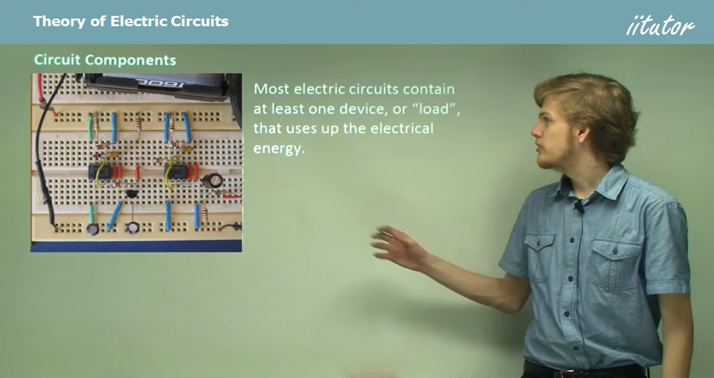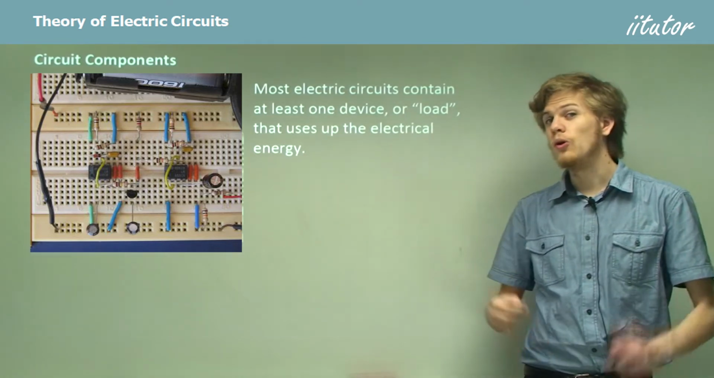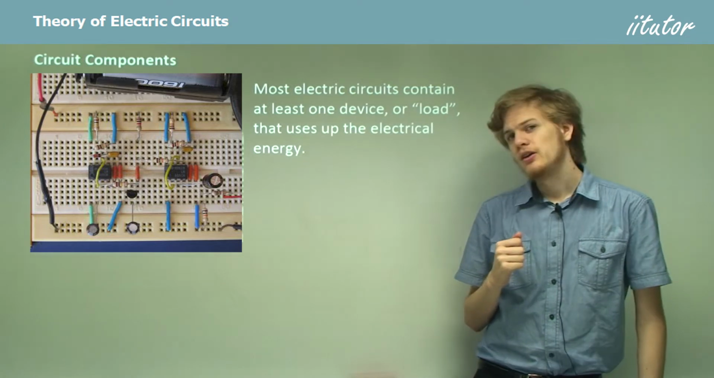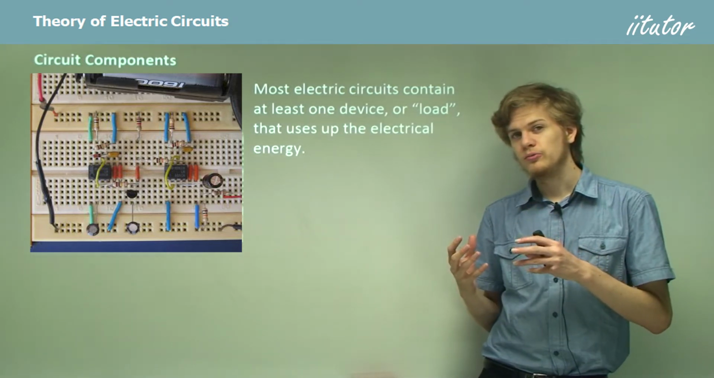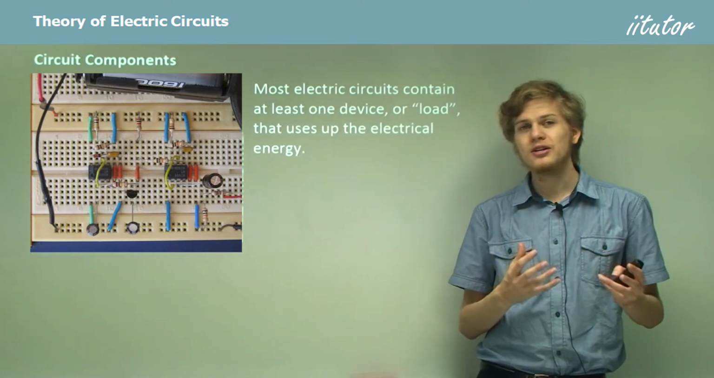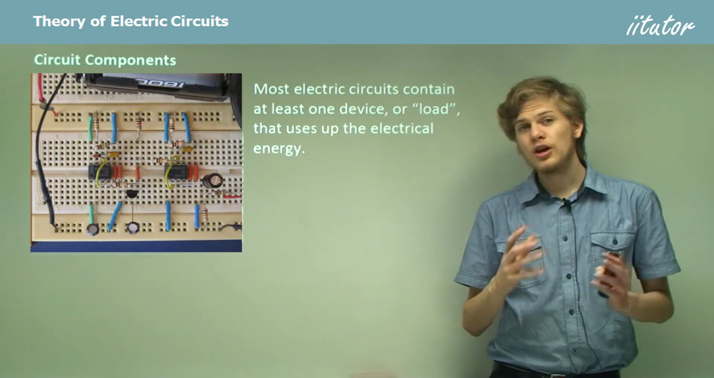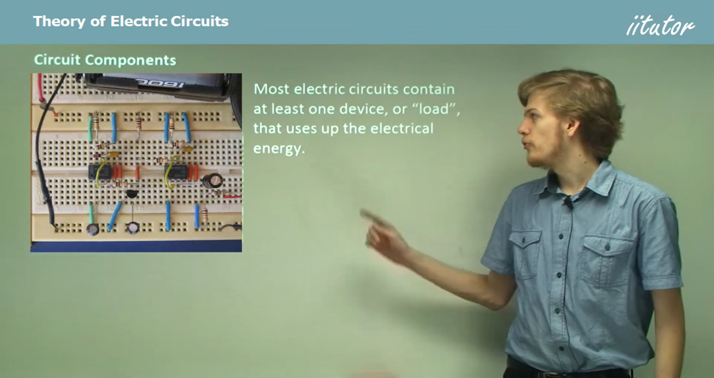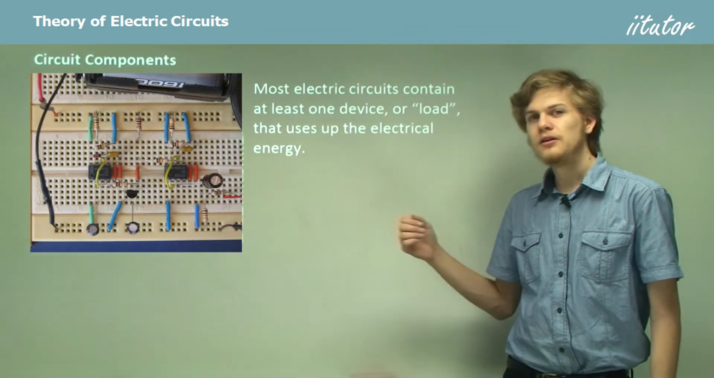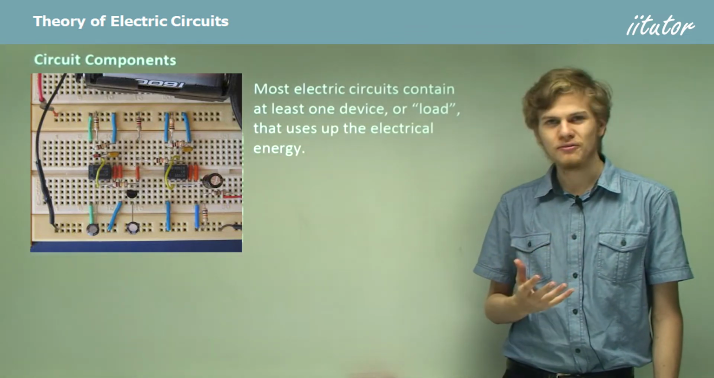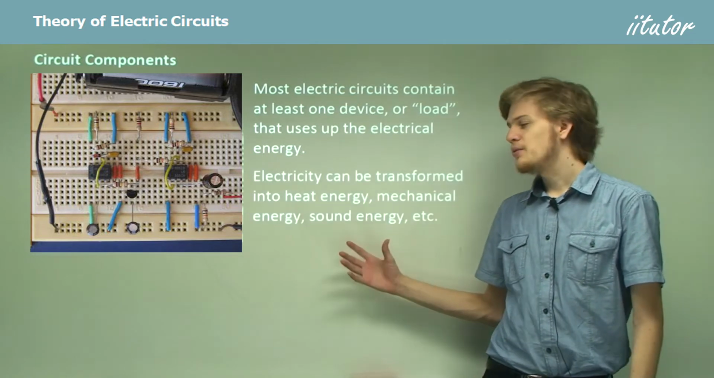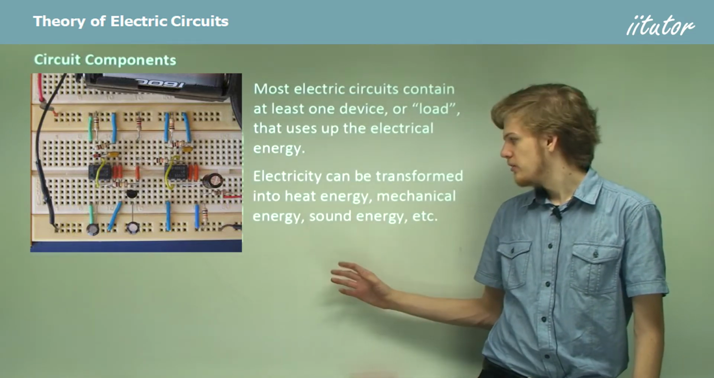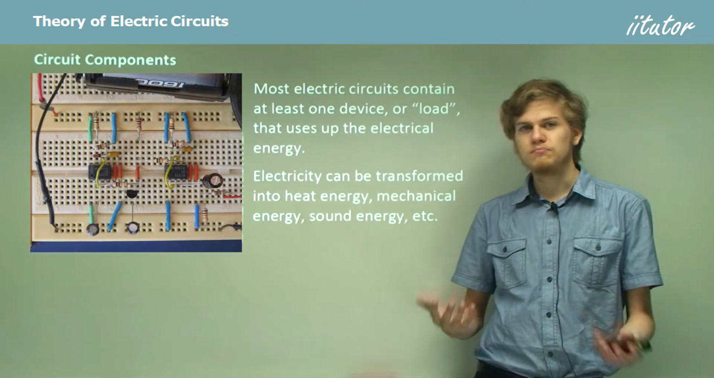Most electric circuits contain at least one device or load that will use up the electrical energy. Remember that circuit components, as we learned about when we talked about the energy of electrons, will use up the energy of the electrons. And so these devices are what we call the load of the circuit. They're the things that do useful stuff. Electricity can be transformed into heat energy, mechanical energy, sound energy, and so on and so forth.